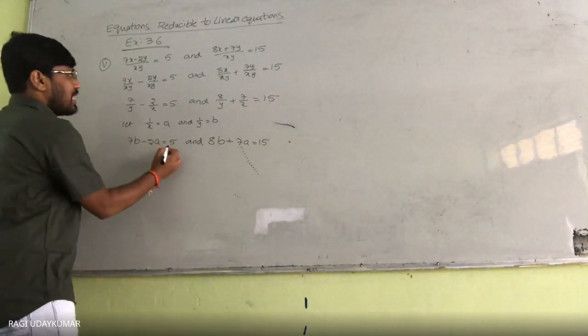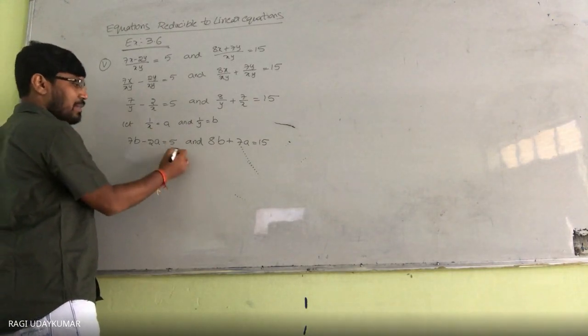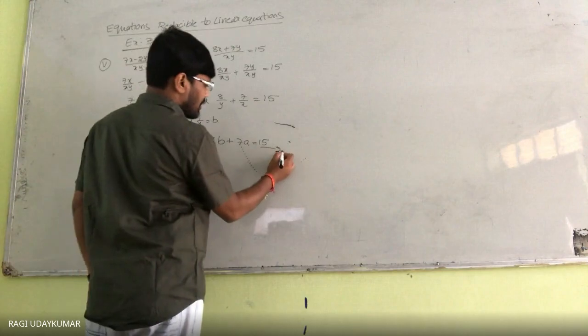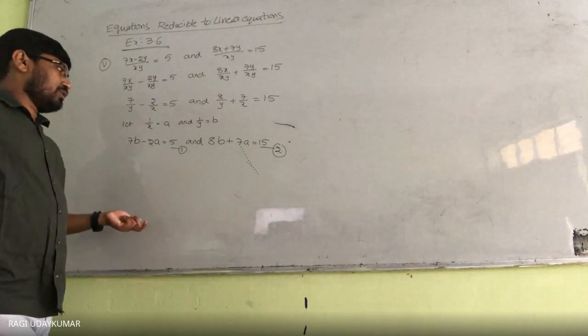Now consider these equations, where a can be any number you can give. Here, equation number 1 or equation number 2, you can give. Now you have to find out the a and b values.